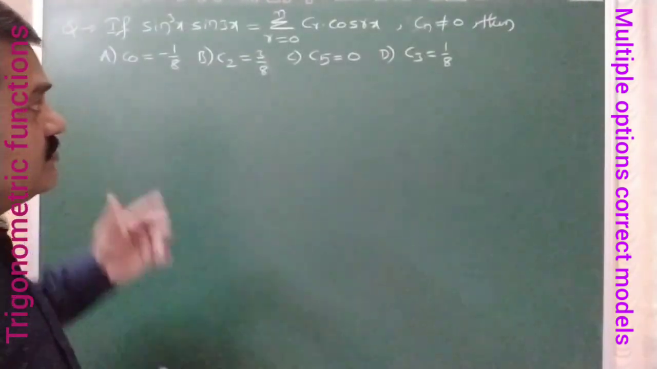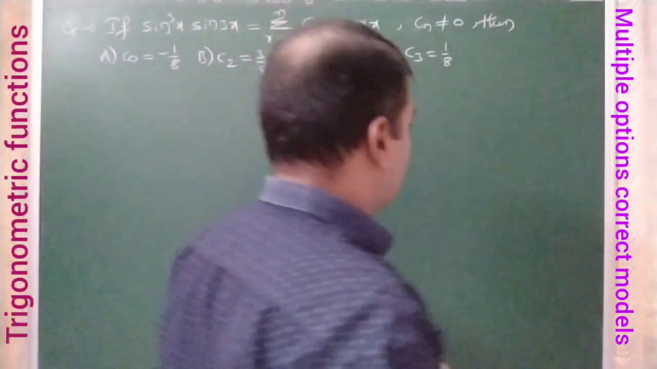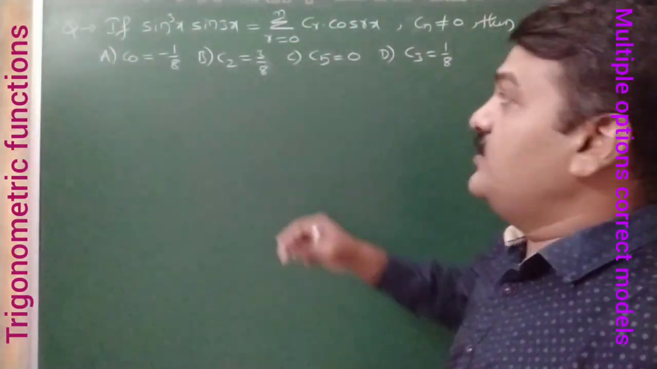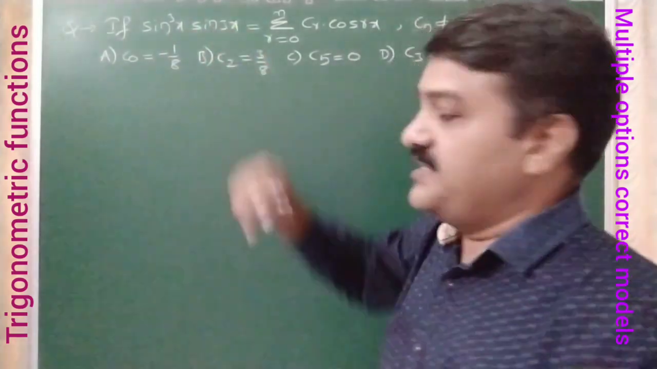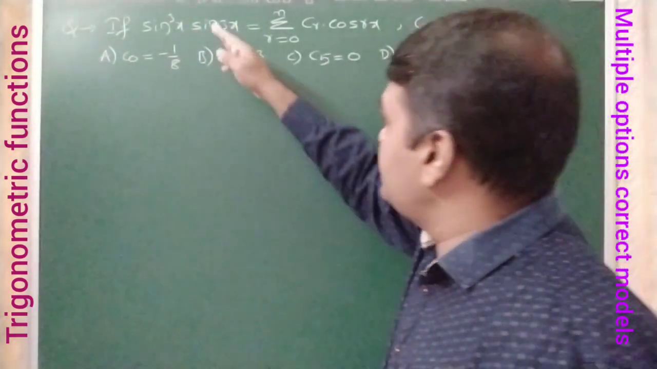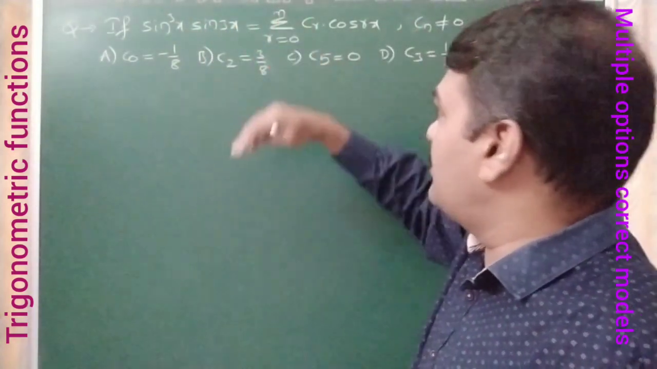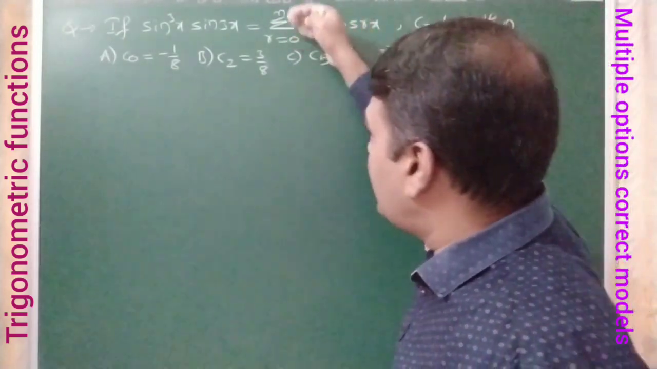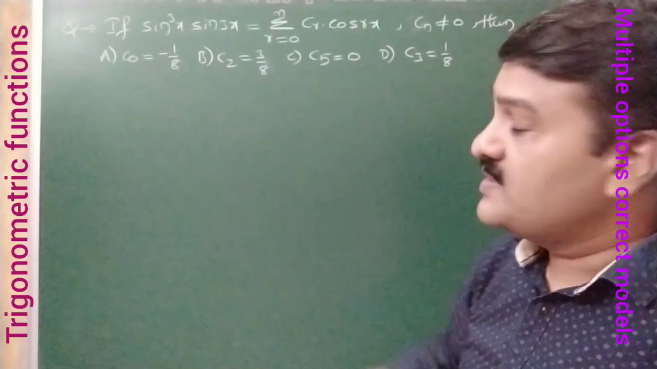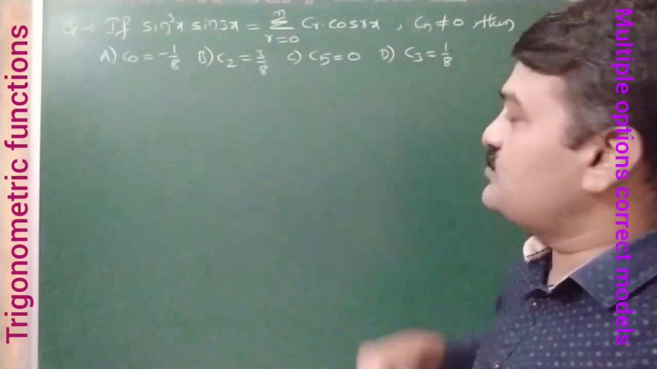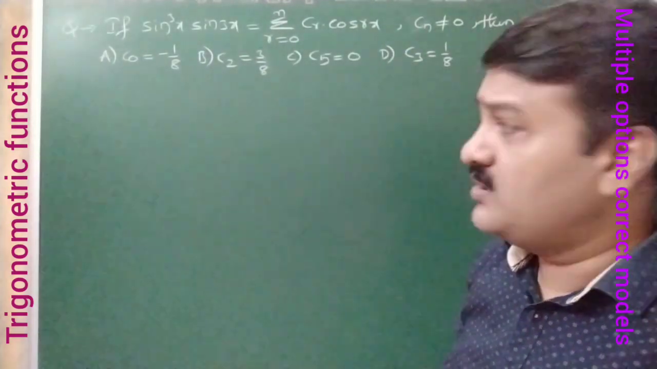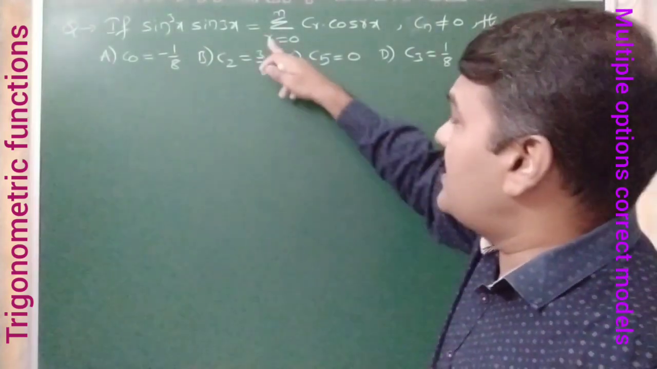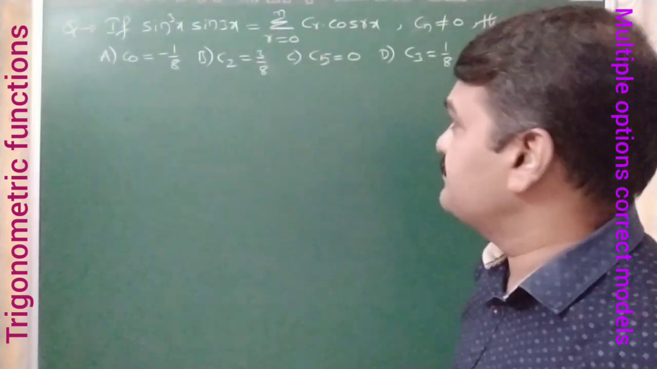So now we have the second question on the board: sin cube x into sin 3x is given as the summation of Cr cos rx, where the summation r runs from 0 to n, and Cn is not equal to 0. So Cn is not equal to 0, and r runs from 0 to n.